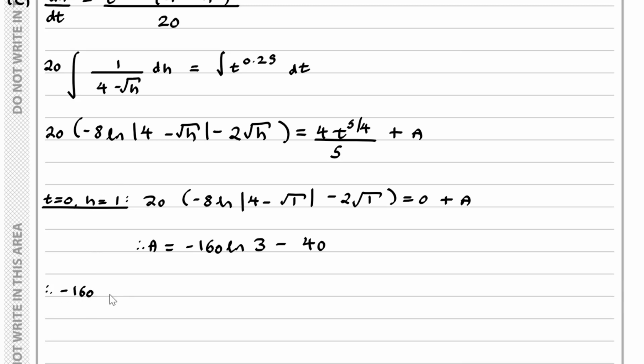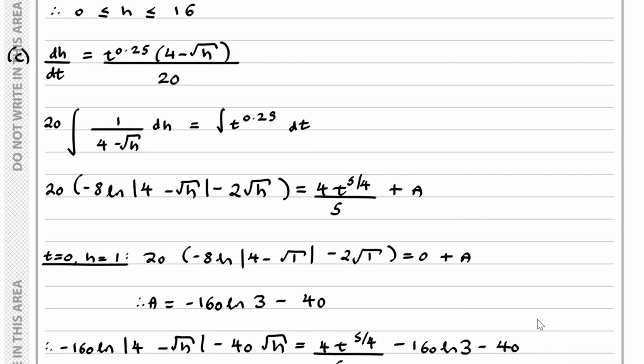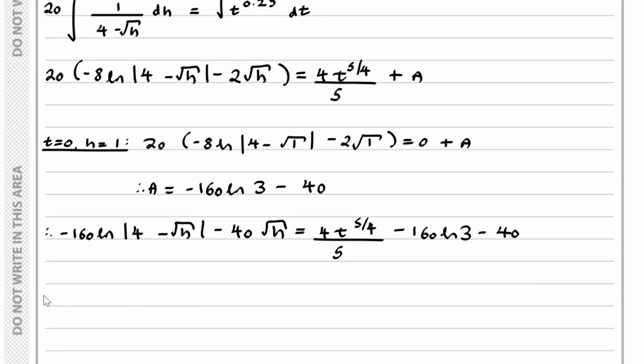We have minus 160 times the natural log of the mod of 4 minus square root h, minus 40 times square root of h. This is equal to 40 t to the 5 over 4 divided by 5, minus 160 times the natural log of 3, minus 40. And we're looking at the time it will take for us to reach a height of 12 meters. So we're seeing what will happen when h is equal to 12.